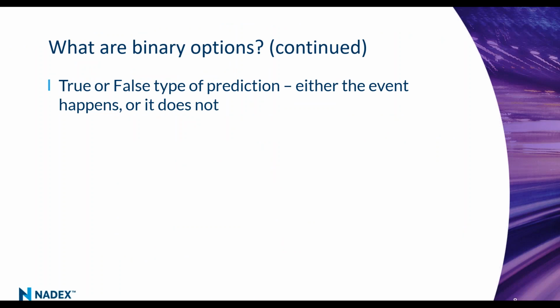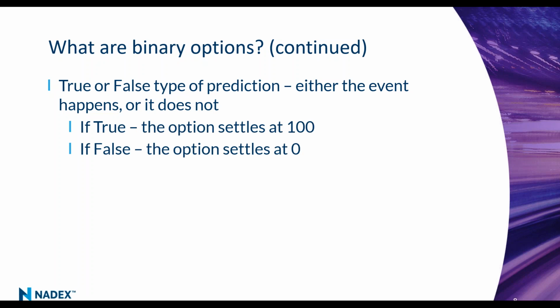When I say it's a proposition, it really is a true or false statement. Will an event occur, yes or no? That's why it's called binary, because there are only two potential outcomes. That's why it's called a binary option. Will this happen? Yes or no? If the prediction comes out to be true, the binary option will settle at 100. And if it's false, it will settle at 0.